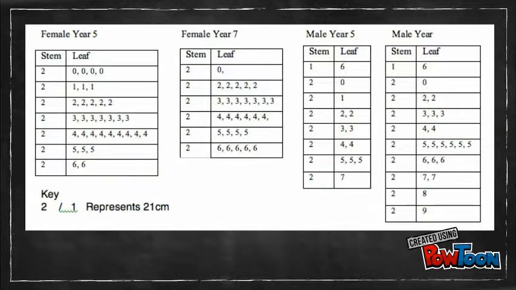My stem and leaf plot shows that the most frequently occurring foot length, or mode, of Year 5 female students is 24 centimetres, for Year 7 female students is 23 centimetres, and for both Year 5 and Year 7 males, the mode is 25 centimetres.